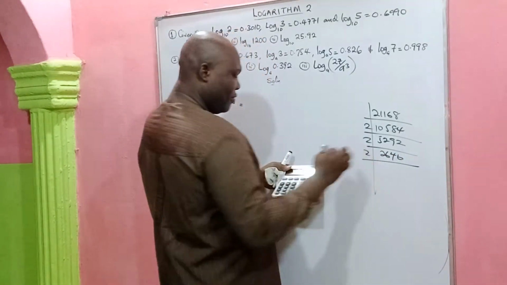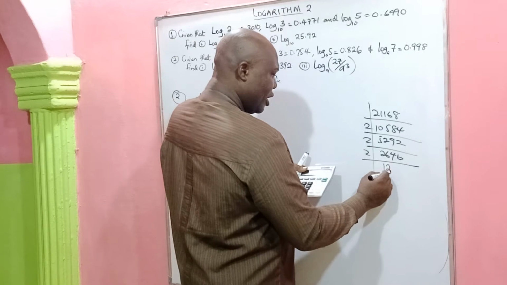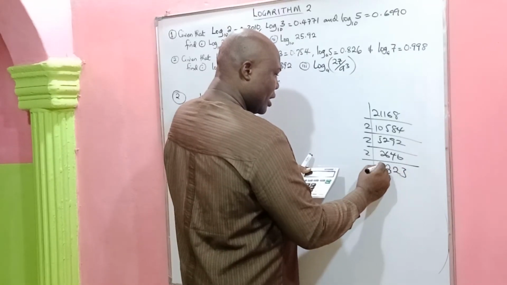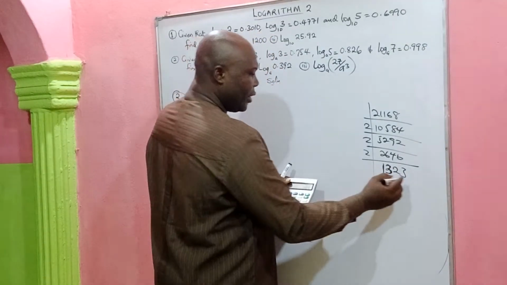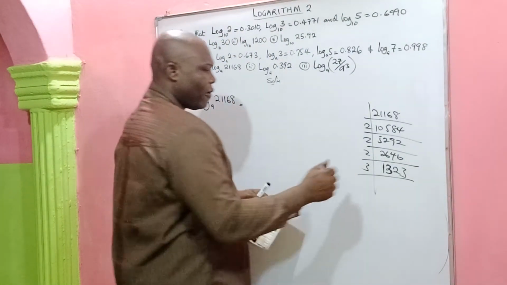2646. Wow. Divide by 2: 1213. 2, 3. At this point, 3, 2, 3. 2 can't go, so let's try 3. Divide by 3: 4, 4, 1.